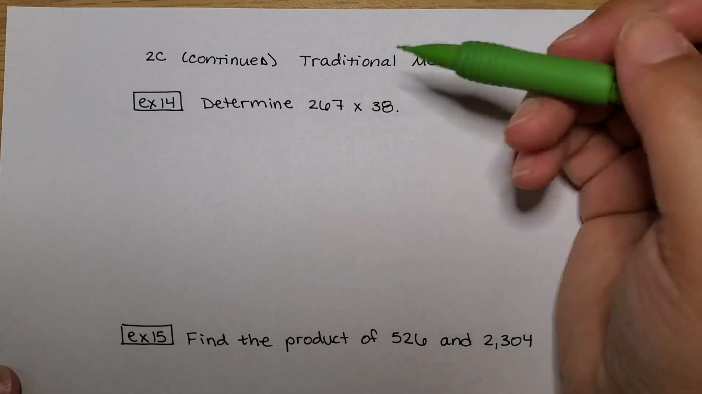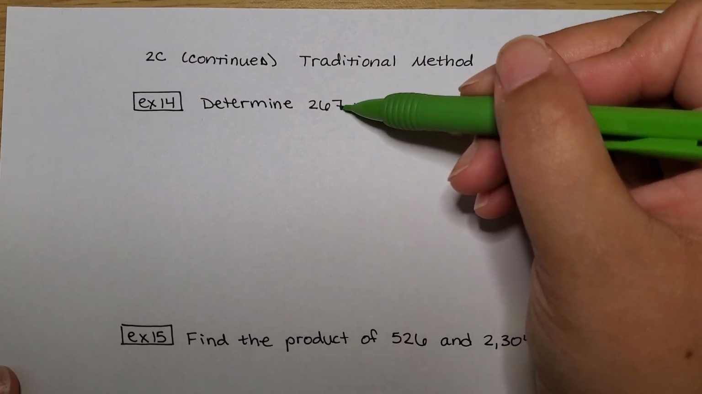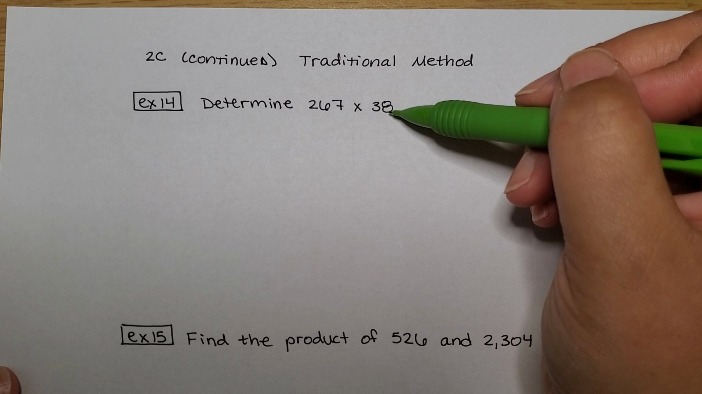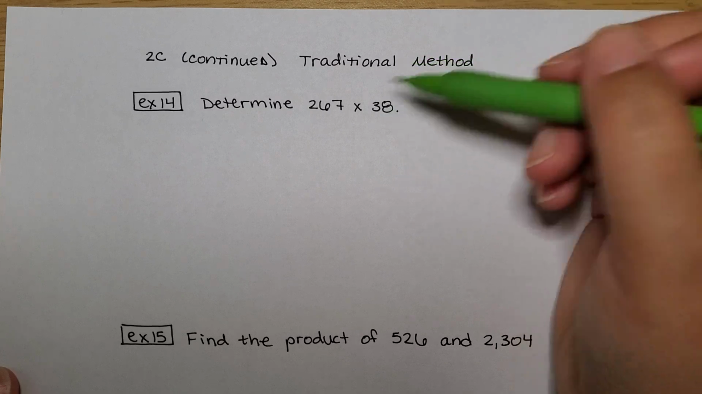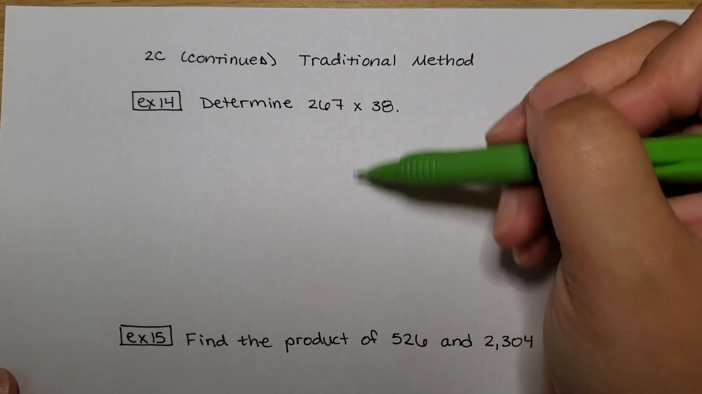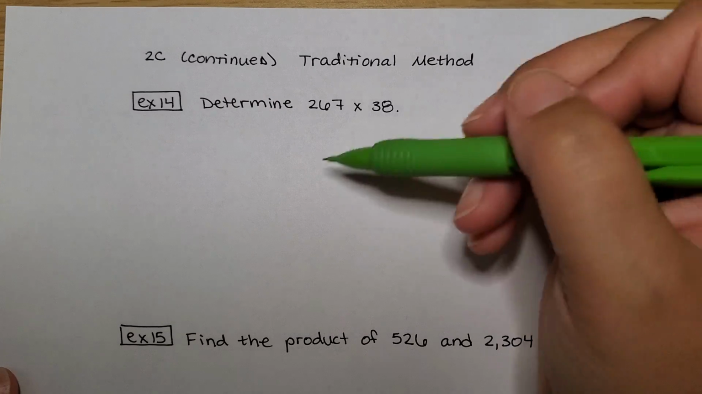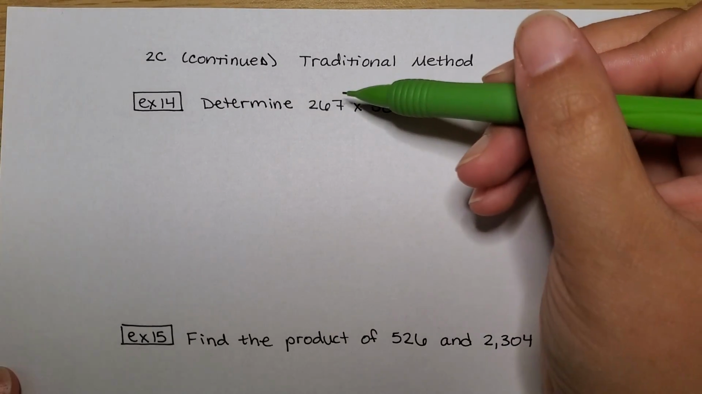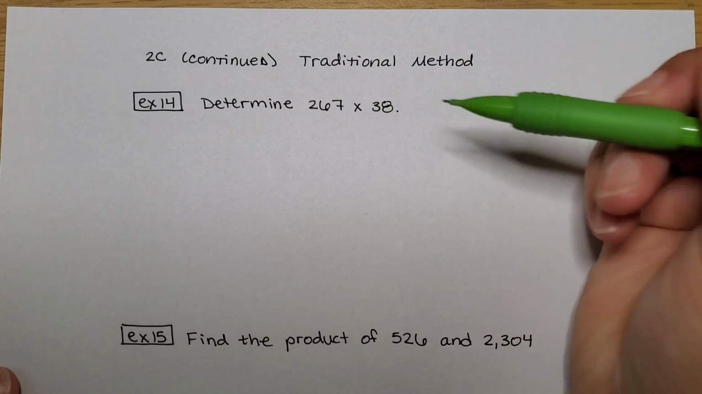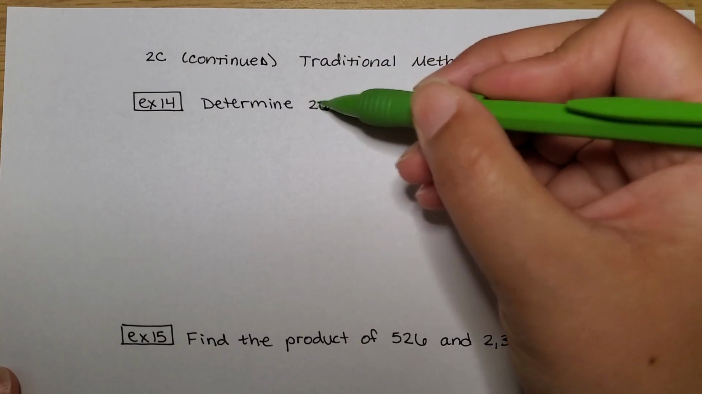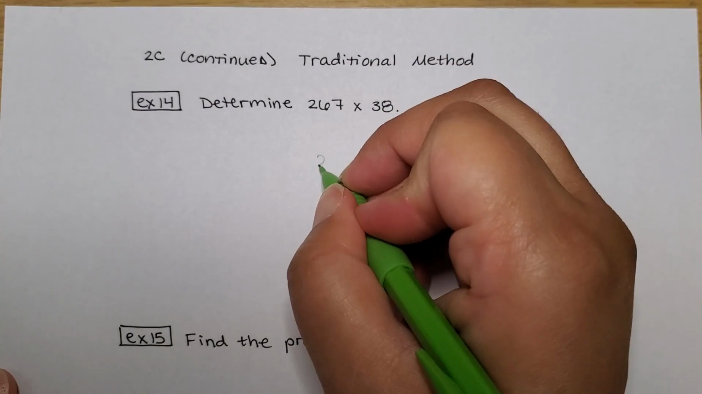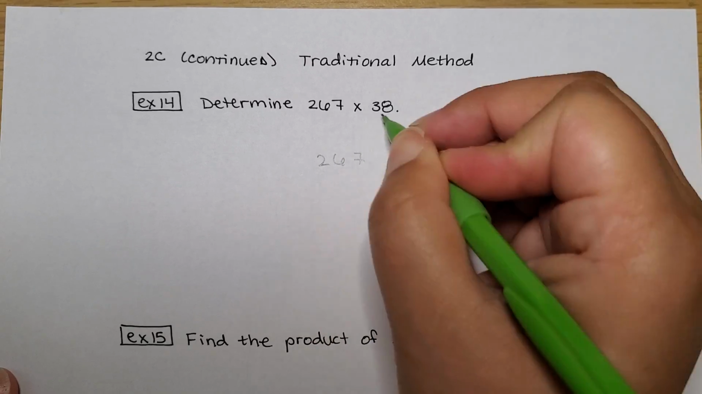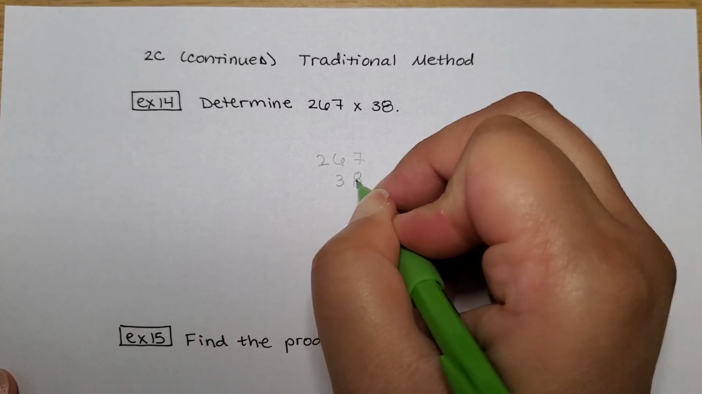So let's start out by multiplying 267 by 38. It doesn't matter which number you write on top or bottom. We're going to write them just like you would for addition, lining up place values and all that. But I usually like to write the longer number up top. So 267 is the longer number, so I'm going to put that one up top and 38 underneath.